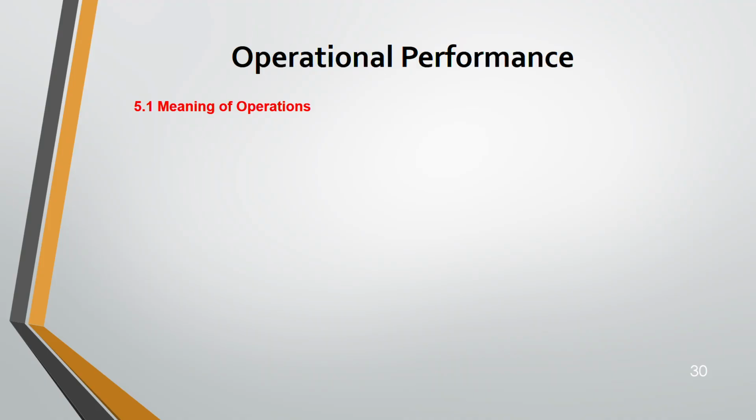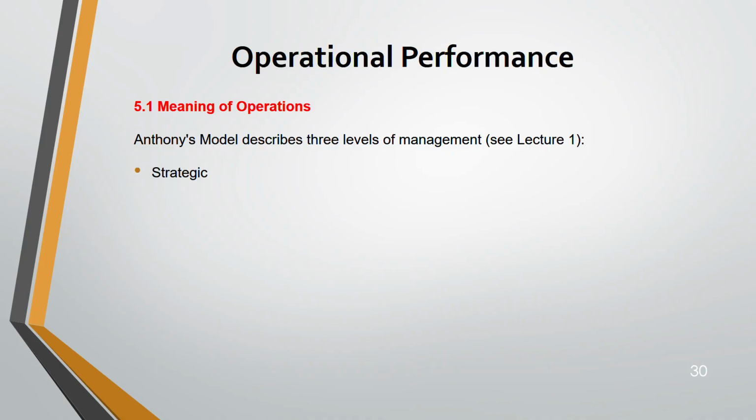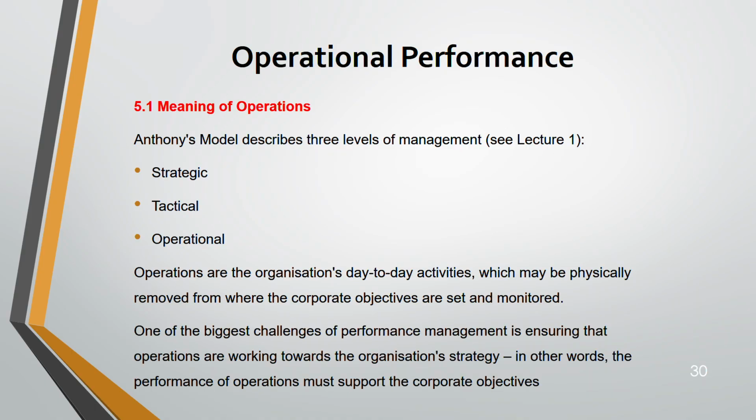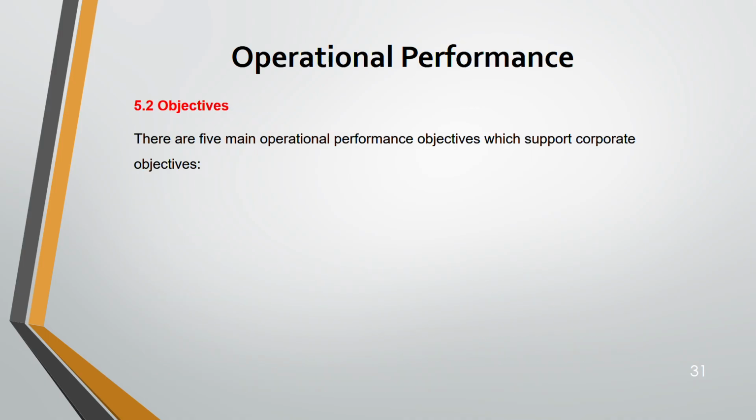Now, the meaning of operations. Anthony's model described 3 levels of management that I have covered in lecture 1 also: strategic, tactical, operational. Operations are day-to-day activities. One of the biggest challenges of performance management is ensuring that operations are working towards the organization's strategy. That means performance of operations should support the corporate objectives. That is the meaning of this. So there are 5 main operational performance objectives which support your corporate objectives.